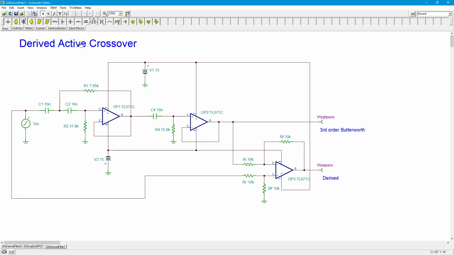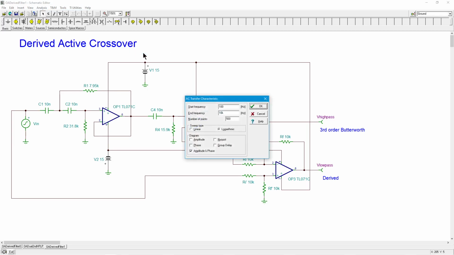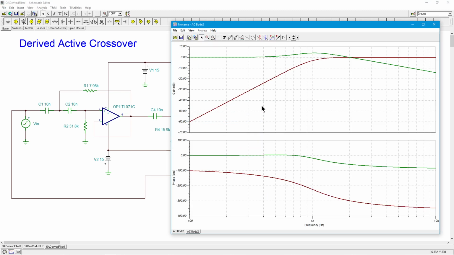Okay, so let's do the same deal. All right, let's come in here and we'll do a little AC analysis, plot this little beastie up, see what we get. Okay. Well, the first thing you probably notice is that the low pass response here is asymmetrical compared to the high pass. Right? So this is our nice 18 dB per octave roll-off, okay, or 60 dB per decade if you prefer that.